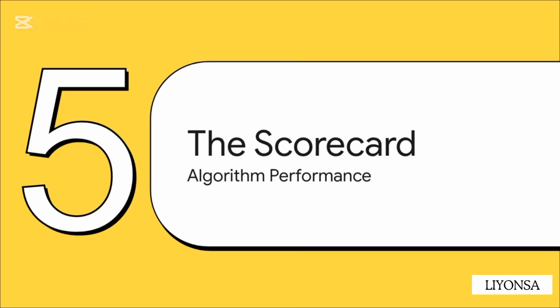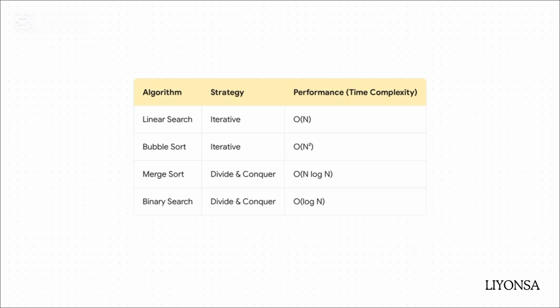So, we know that some of these methods feel smarter than others, but how much better are they, really? In computer science, you don't just go with a gut feeling. You keep score. There's a scorecard to measure how good an algorithm actually is. And that scorecard is called time complexity, or you'll often hear it called Big O notation. Now, don't let the weird letters scare you. It's basically just a rating for how much slower an algorithm gets as the list gets bigger.